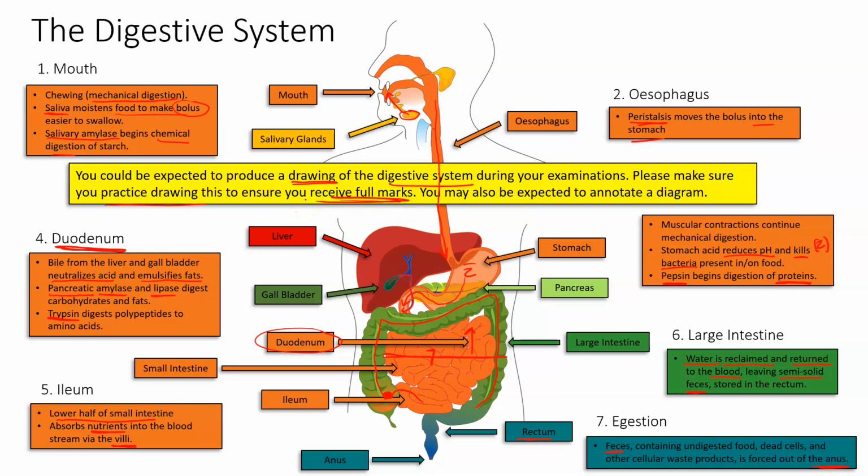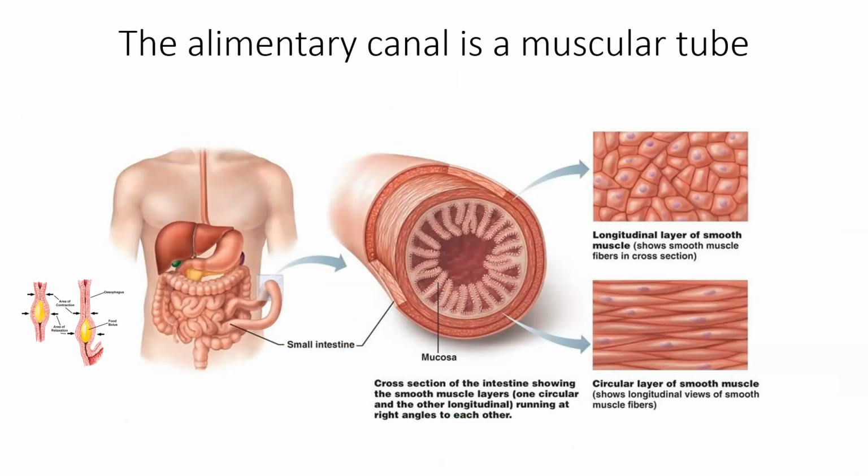You may also, as a caveat to this particular skill, be expected to annotate a particular diagram, which is likely what we did here, right? The diagram was in place. I then put all of the labels and arrows pointing to the proper structures.